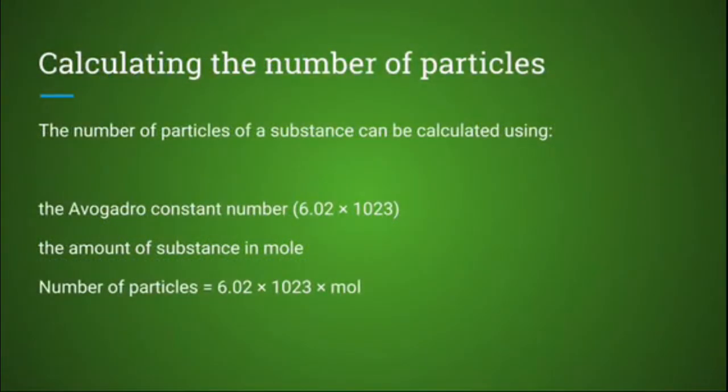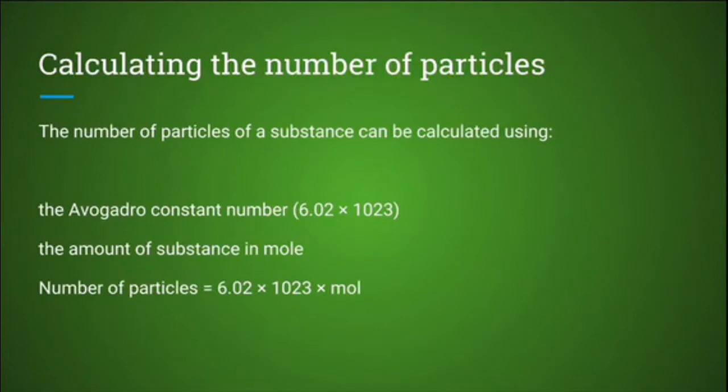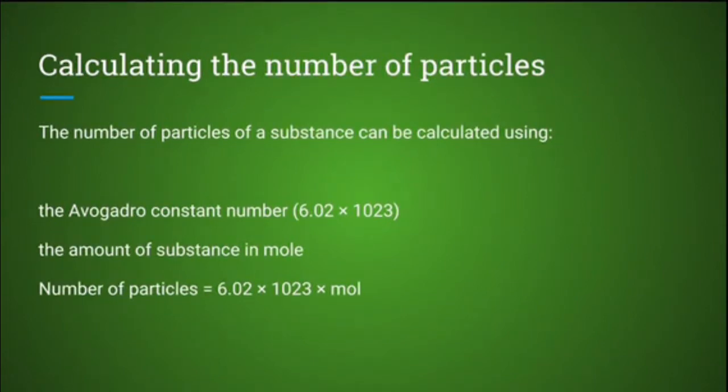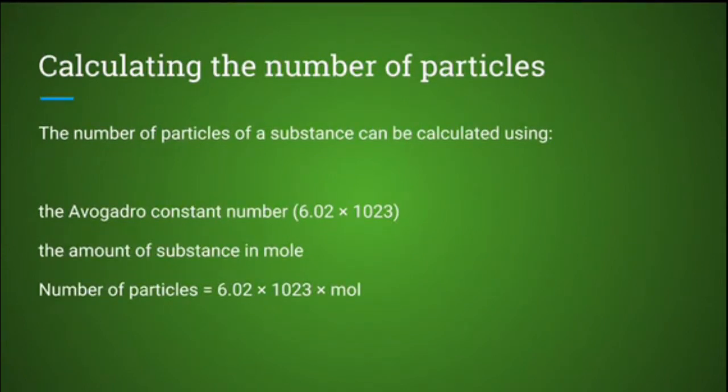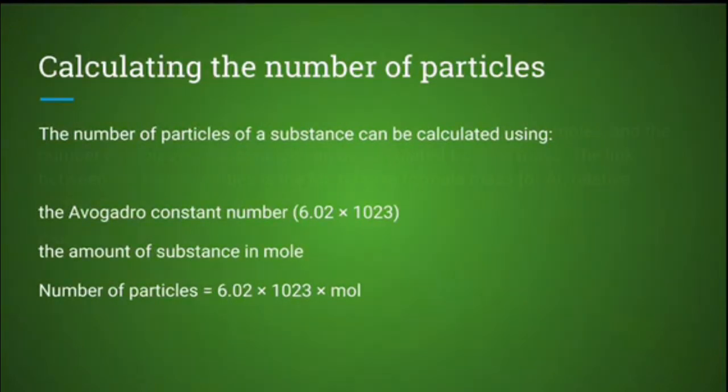Calculating the number of particles. The number of particles of a substance can be calculated using the Avogadro constant number and the amount of substance in moles. The number of particles equals 6.02 × 10^23 × the moles.